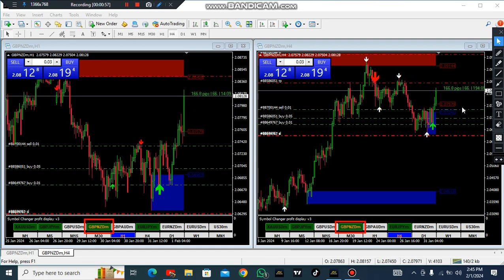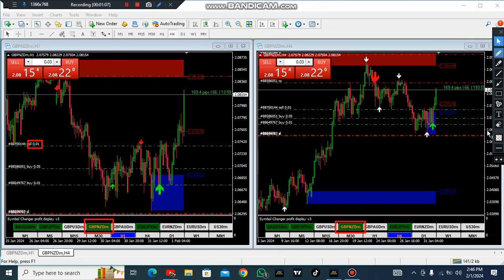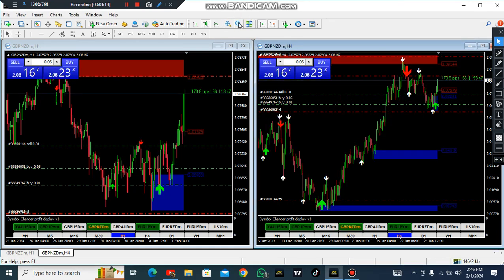I'm going to close. You might be wondering why I've entered this 0.01 sell. Reason being, when I was analyzing, I told you that the market is in a downtrend, but what I'm trading now is a retracement, because the market is in a downtrend.